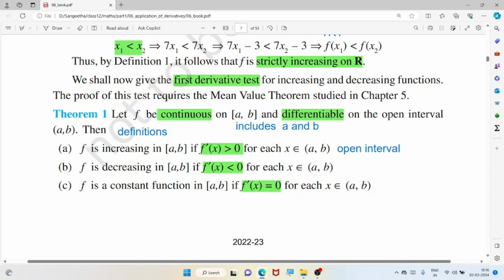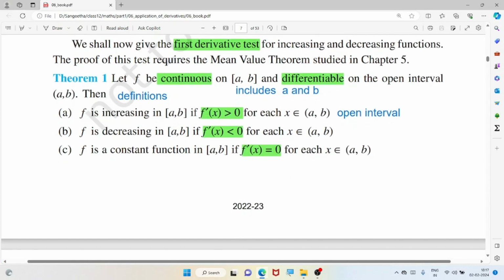Now for this theorem, let f be continuous on the closed interval, this bracket, which means it includes a and b, between a and b including a and b, and differentiable on the open interval. This is the closed interval, and this is the open interval, that is, between a and b without including a and b.